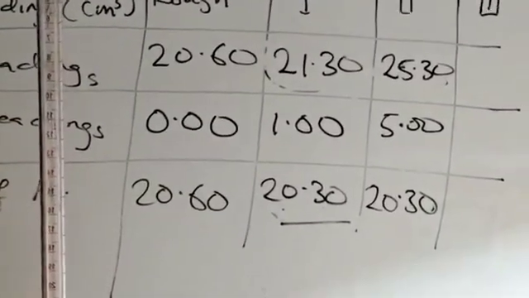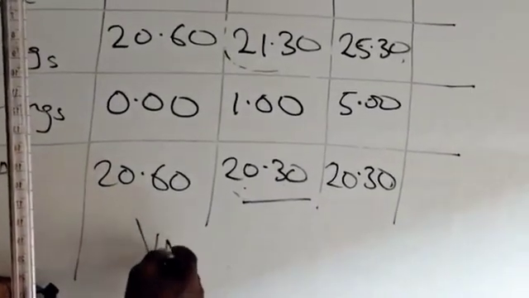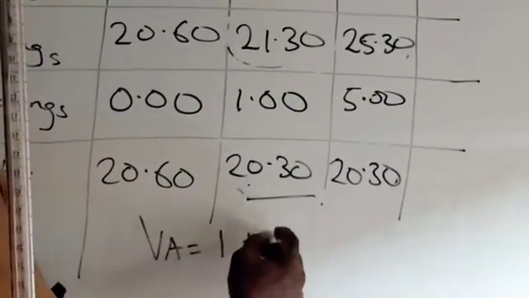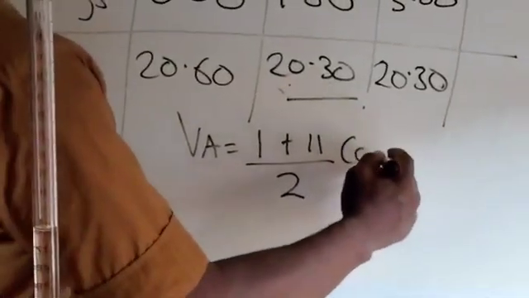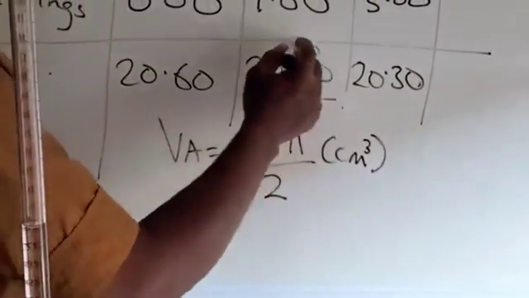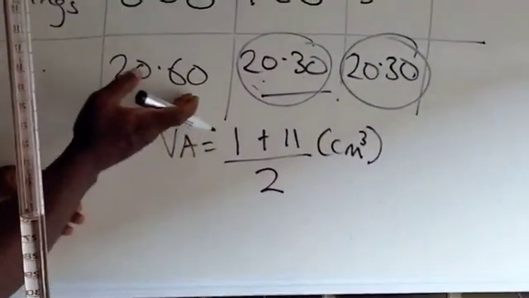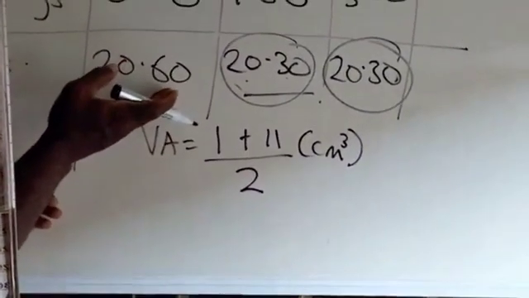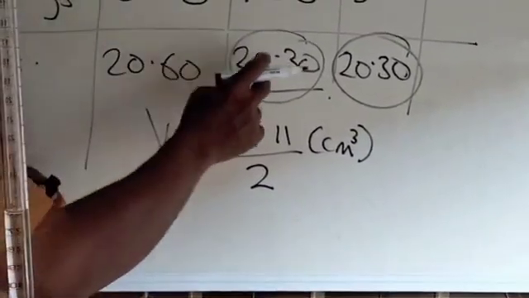So what we have to do is calculate our VA. Our VA is now given as 1 plus 2 over 2, not over 3, because we do not use the rough value. We use the first and the second. The rough is far, so ignore the rough, since the range is much wider. So use first and second.